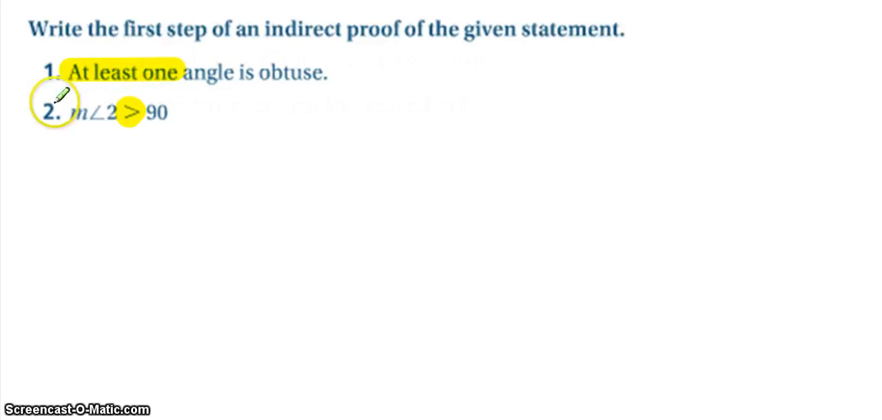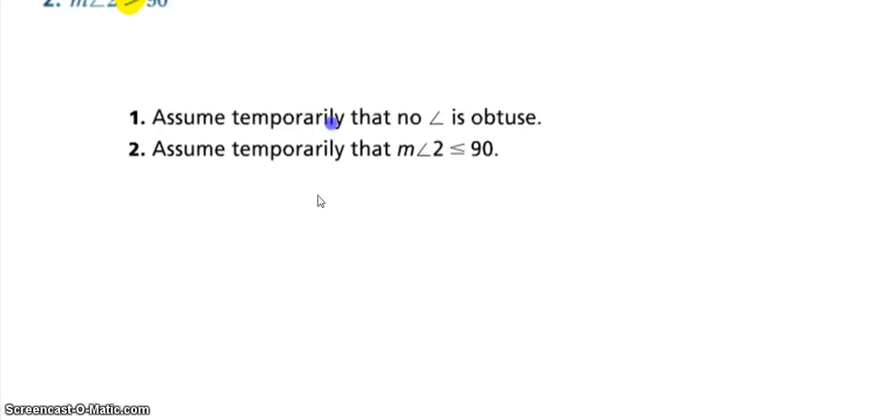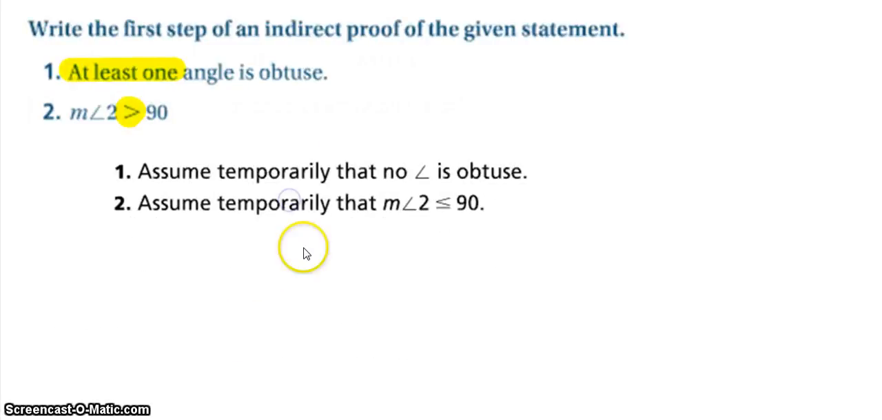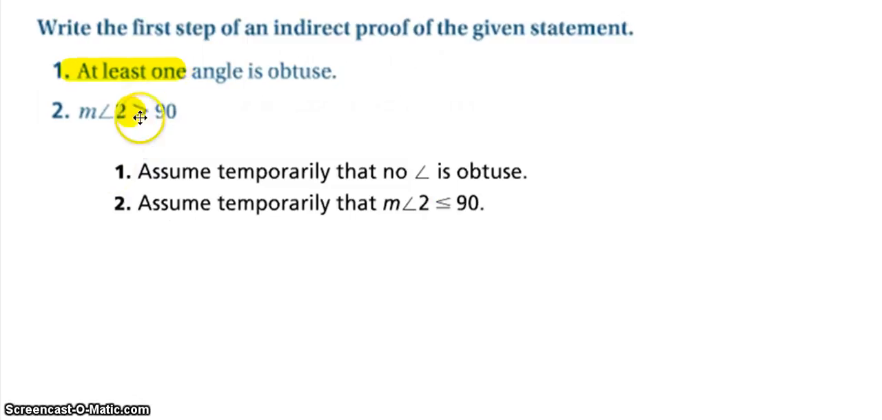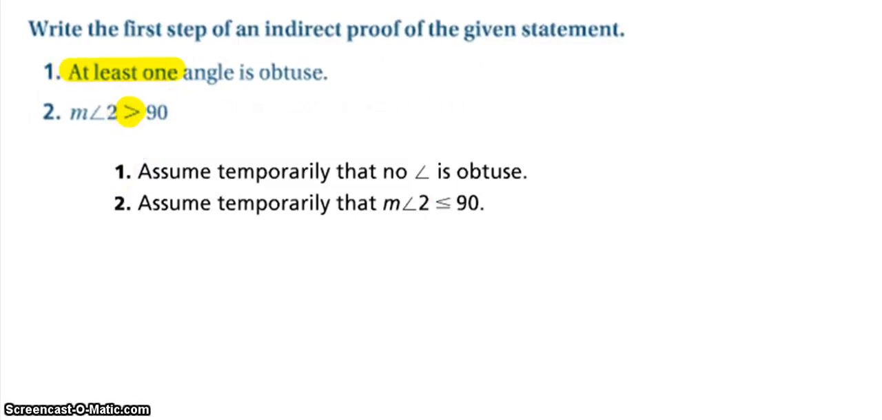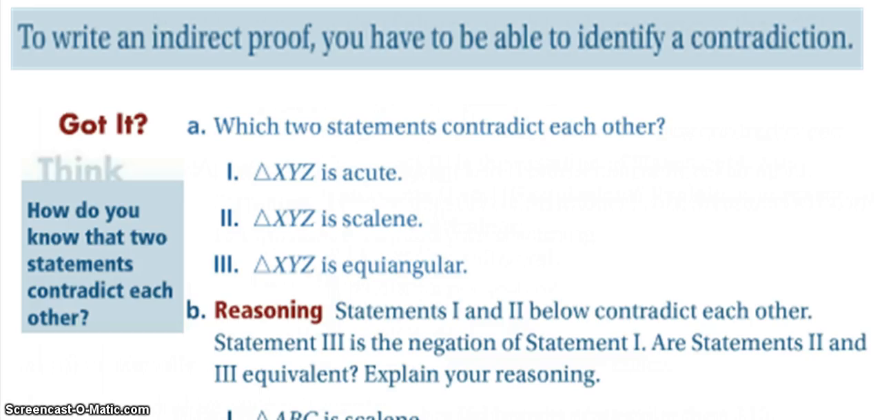And in number 2, since we're saying the measure of angle 2 is greater than 90, we could negate that by saying the measure of angle 2 is less than or equal to 90. Don't forget that we need that equal in there because this only covers numbers larger than 90. So hopefully you've worked through the next section of the Pearson module.